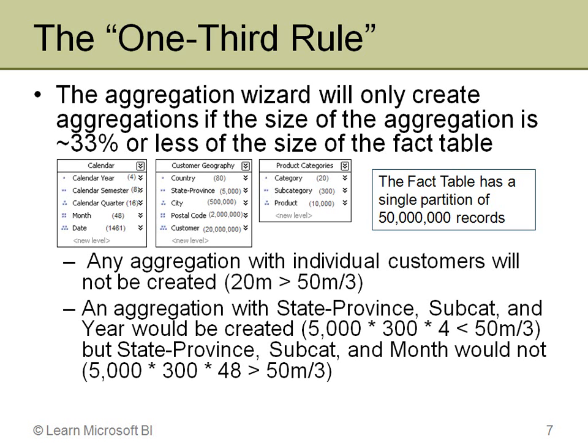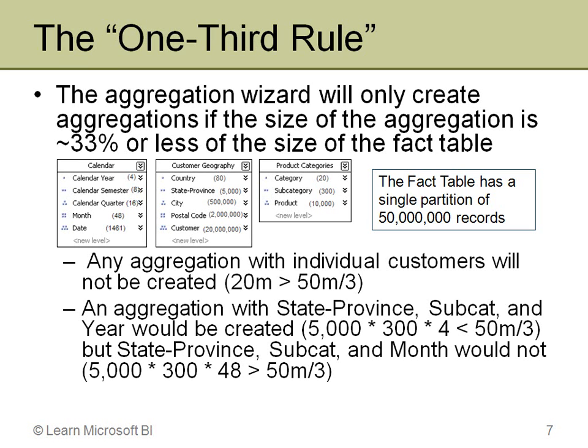And what this says is the aggregation wizard will only create aggregations if the size of that aggregation table it's going to create is 1/3 the size of the fact table or smaller. So in other words, it's not going to create an aggregation that's half the size of the fact table. And it does this because it says, look, if I have to read all those records and create them and store them, I might as well just go read the base data.